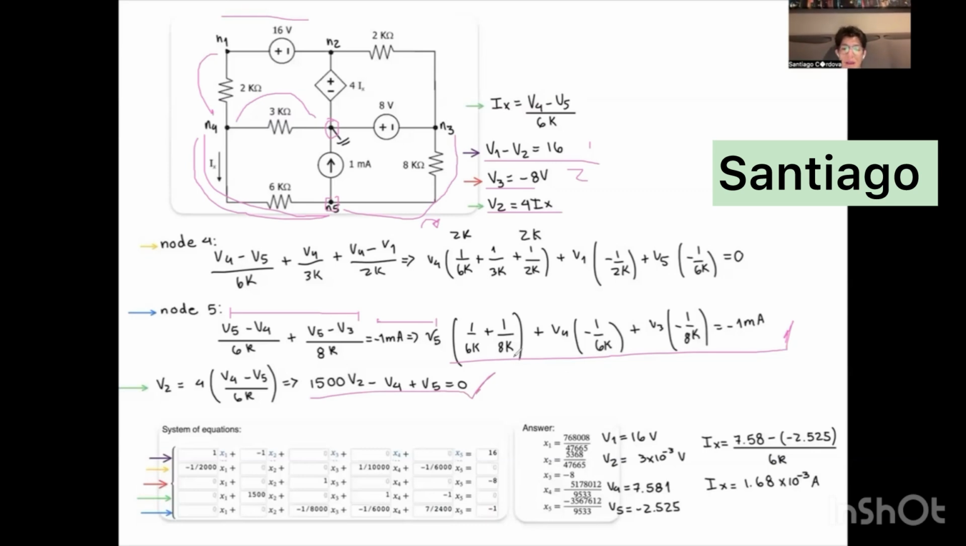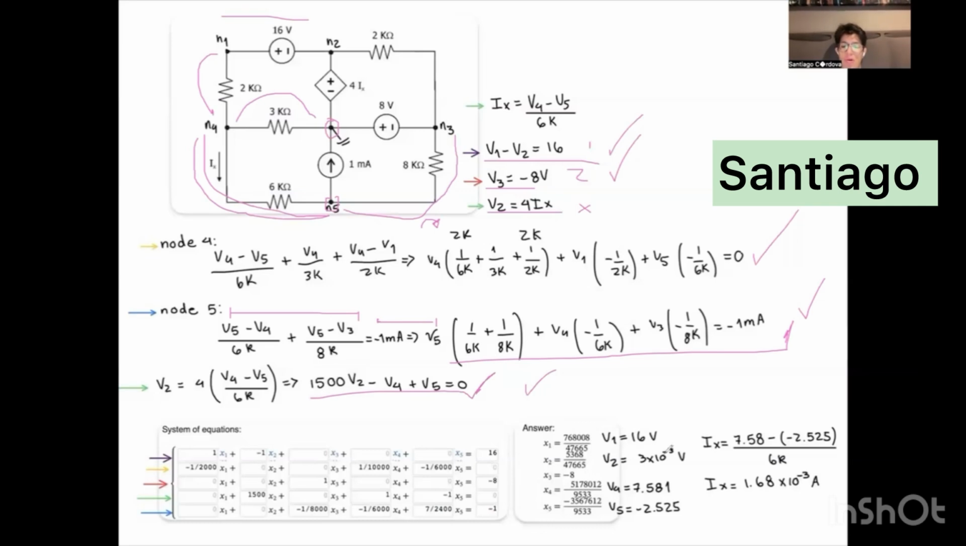Now that we have all our equations, we can plug them into the calculator. We are going to plug in this one, not this one, because it's in terms of ix, and we need it in terms of voltage. So we are going to put this one and this one. As we can see, we have 5 unknowns and 5 equations. So we can put it here in the matrix, and we obtain that V1 is equal to 16 volts.